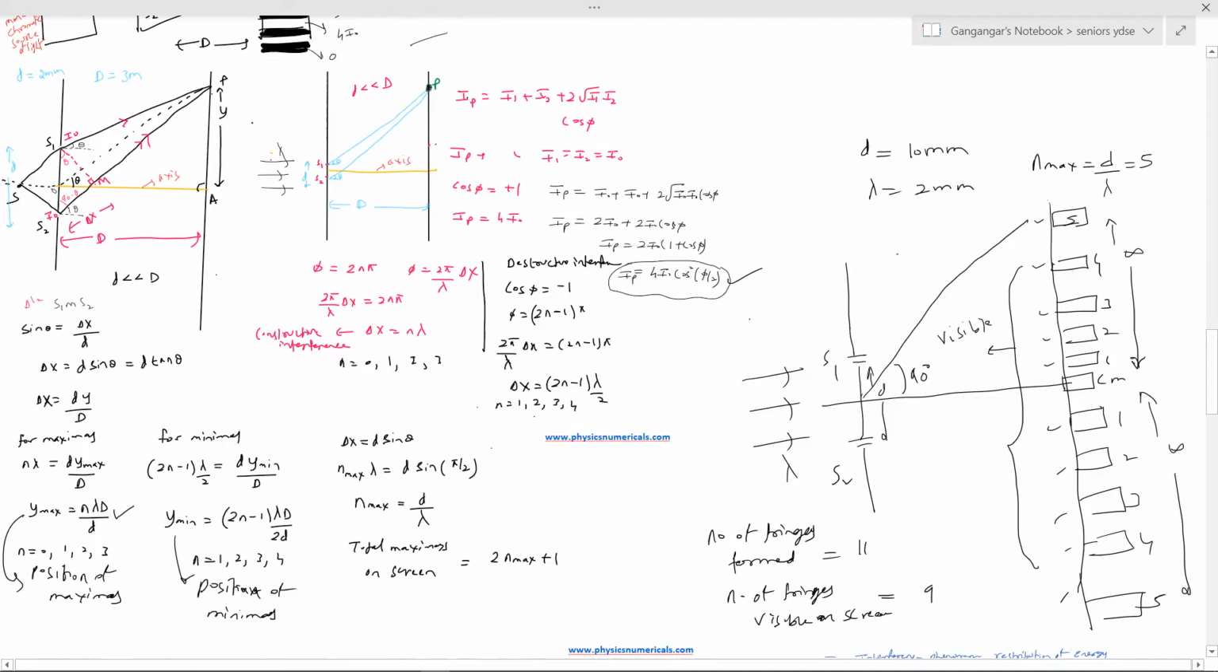Like this, the number of fringes formed on the screen depends upon the ratio d by lambda. This discussion is applicable only under this condition. Okay, so we will wind up the class here. In the next class, I will continue from here with further applications: optical path length, shift in the pattern, all those things we are going to discuss.